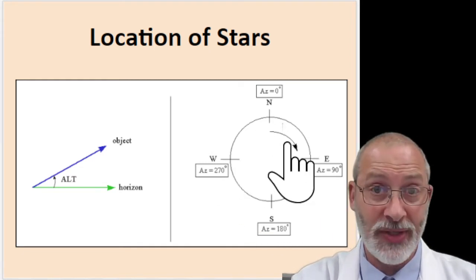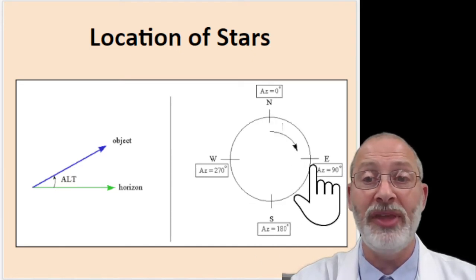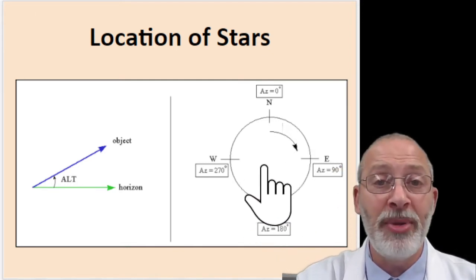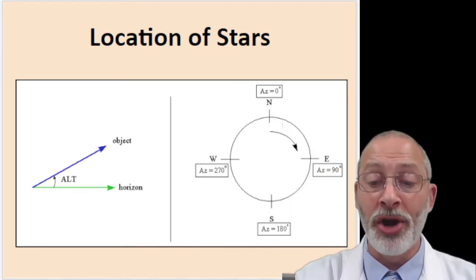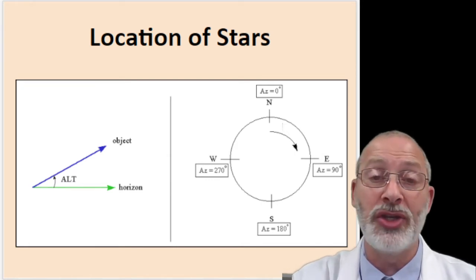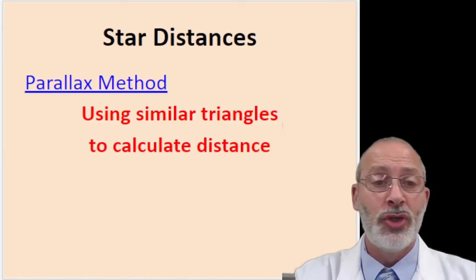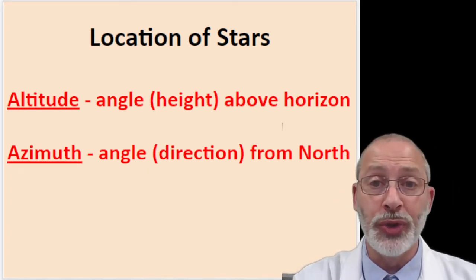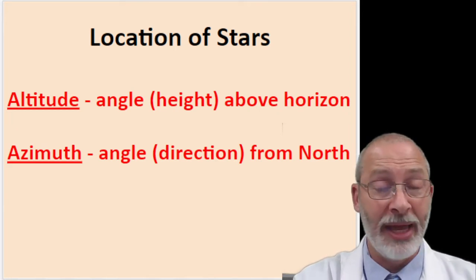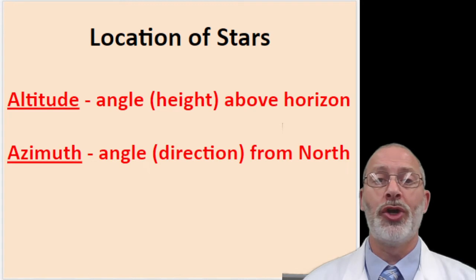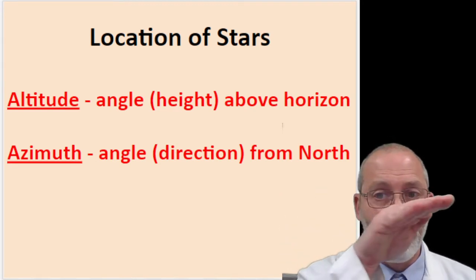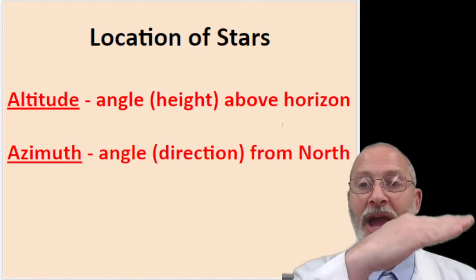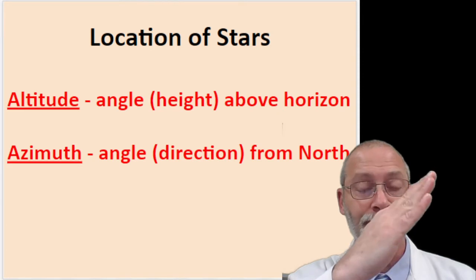If we have a compass, we know which way is north, south, east, or west. And the azimuth tells us the compass bearing or the direction, which way to turn in order to look at a certain altitude. So here are our two words. Altitude is the angle, again measured with a protractor, which determines the height above the horizon. So we use a protractor to measure how high we are looking.